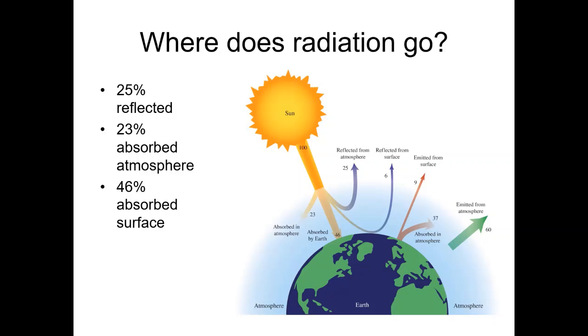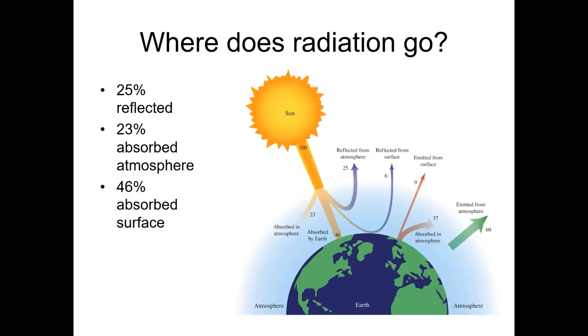37 out of that 46 is a good percentage of that. Most of it, the vast majority, is absorbed by the atmosphere, which means we're warming the atmosphere. And then if we look at the light that is absorbed into the atmosphere, either from the earth or from the sun, so the 23 and the 37, those are the two that are absorbed by the atmosphere. Those together make 60%. And then eventually that gets emitted from the atmosphere back out into space.